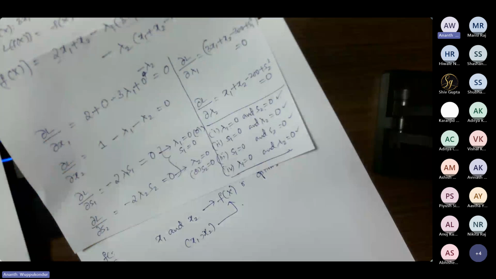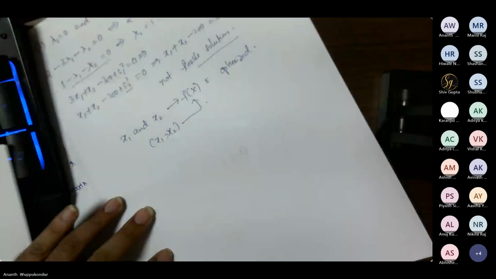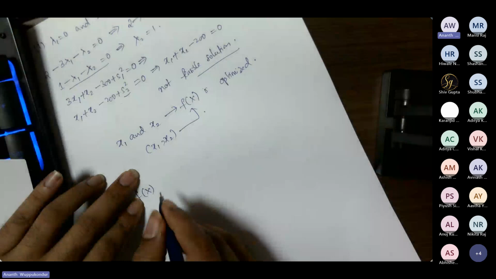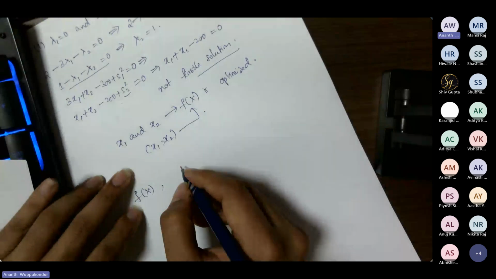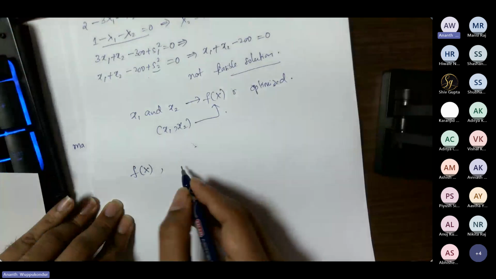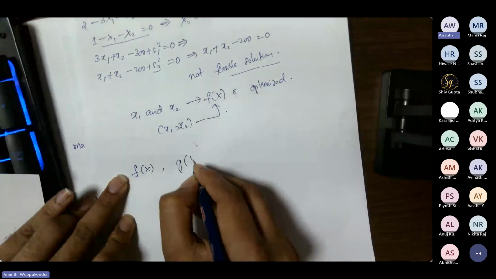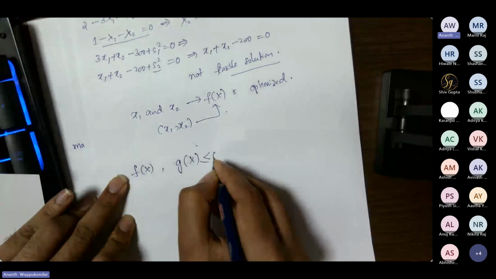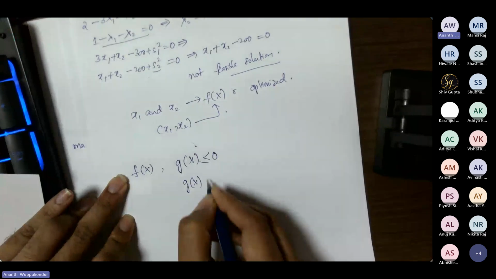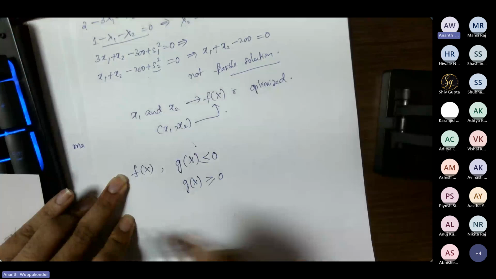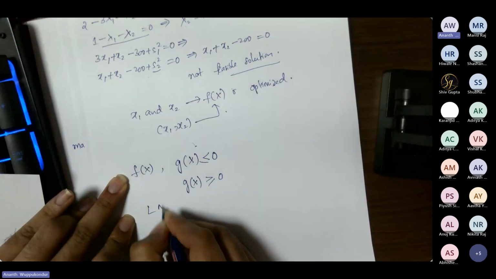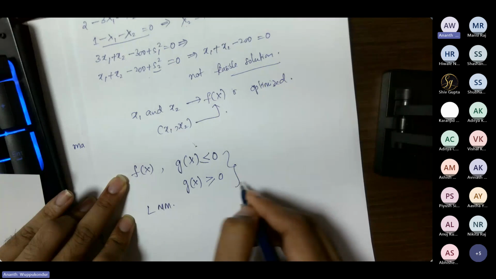Now here what we saw is, when we have a function f of x that is required to be optimized, and we have constraints such as g of x less than or equal to 0 or g of x more than or equal to 0, we have used the Lagrangian multiplier method to solve for optimization.